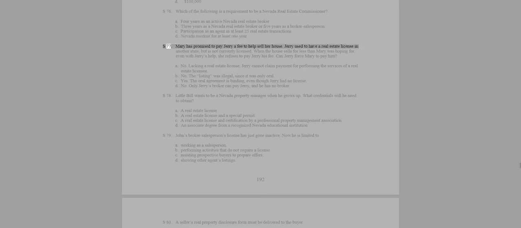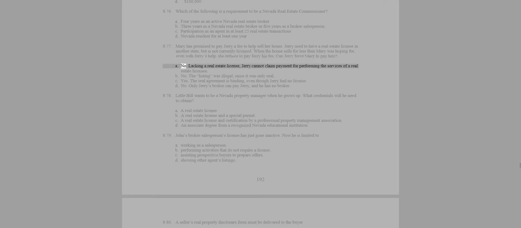S77. Mary has promised to pay Jerry a fee to help sell her house. Jerry used to have a real estate license in another state, but is not currently licensed. When the house sells for less than Mary was hoping for, even with Jerry's help, she refuses to pay Jerry his fee. Can Jerry force Mary to pay him?